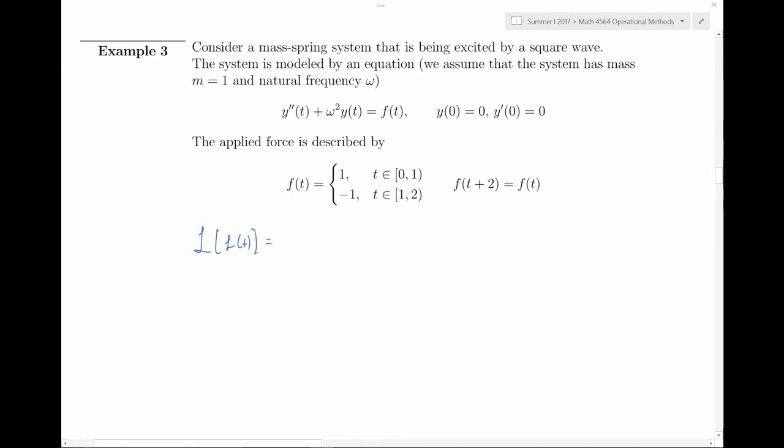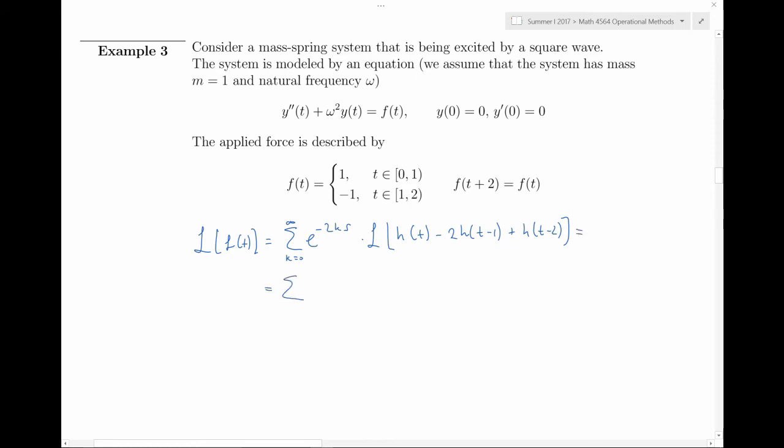Since it's a periodic function with the period 2, it's going to be the sum of e to the minus 2ks, with k going from 0 to infinity, multiplied by the Laplace transform of a single period, which I can write as h of t minus 2h of t minus 1 plus h of t minus 2. This is going to be the function that is 1 at 0, then jumps to -1 at t equals 1, and jumps back to 0 at t equals 2.